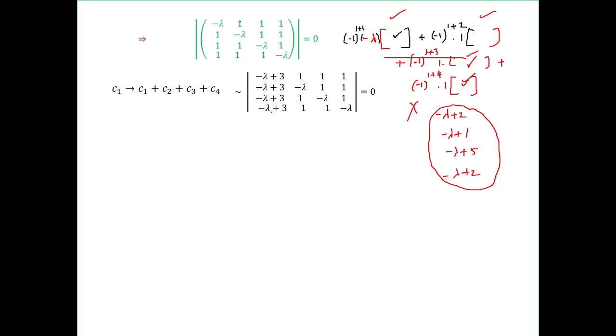Then in the next step what I will do is I will take common like this. Look at, minus lambda plus 3 is out from the first column, therefore what is left in the column? 1 1 1 1, all are ones. The remaining entries are the same, they do not change. So the second column, third column, fourth column entries do not change. And this is equal to 0, the determinant of this is equal to 0.